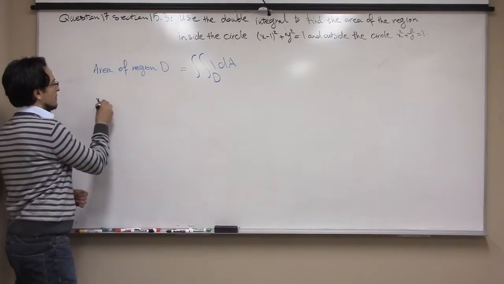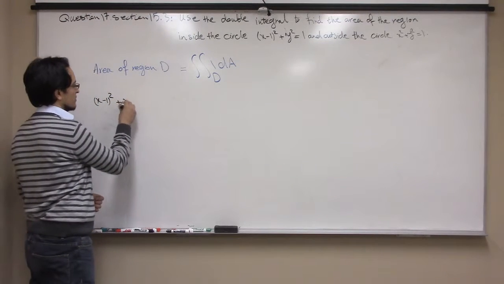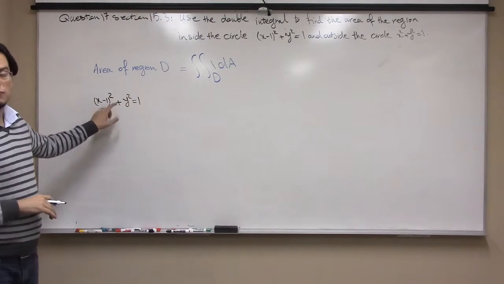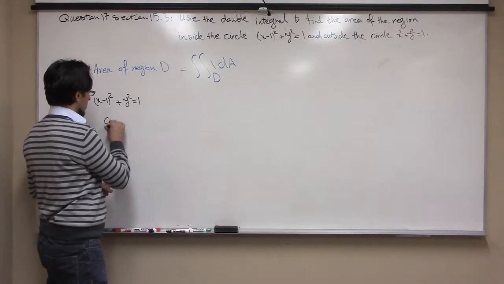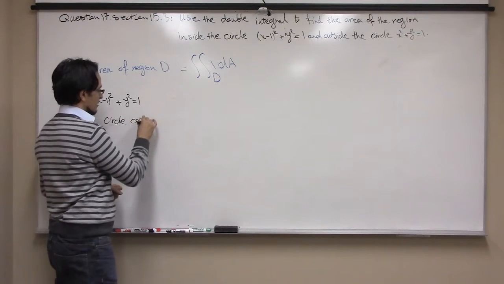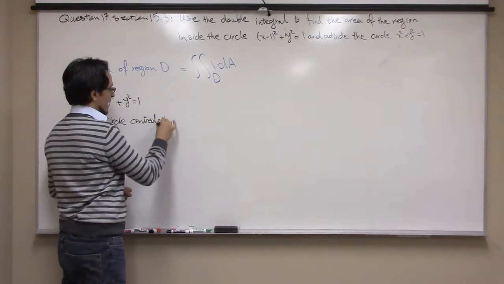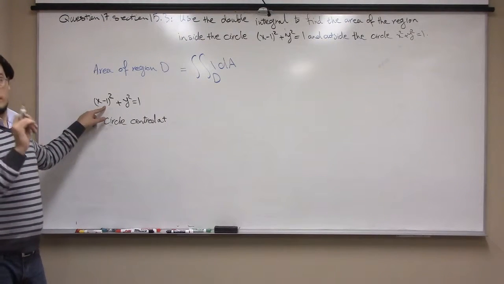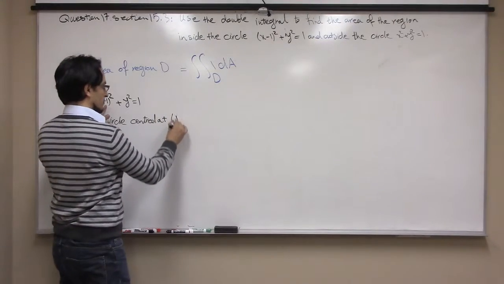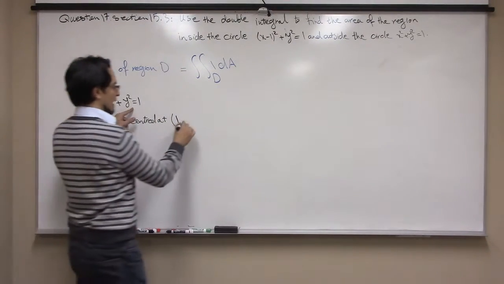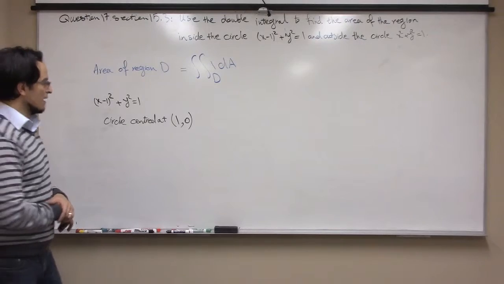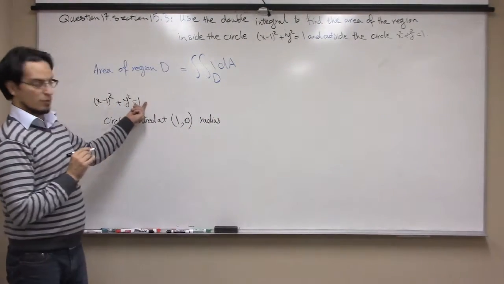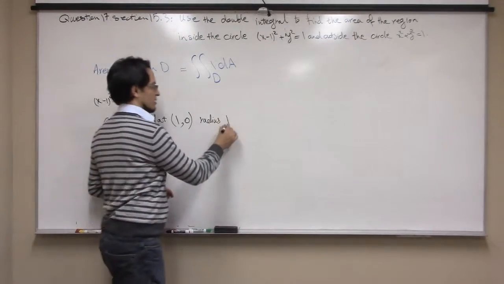So, x minus 1 squared plus y squared equals 1. This is the equation for a circle, so it is a circle centered at the components of the center. For x is 1, for y is 0. And radius, the radius squared is 1, so then radius is 1.